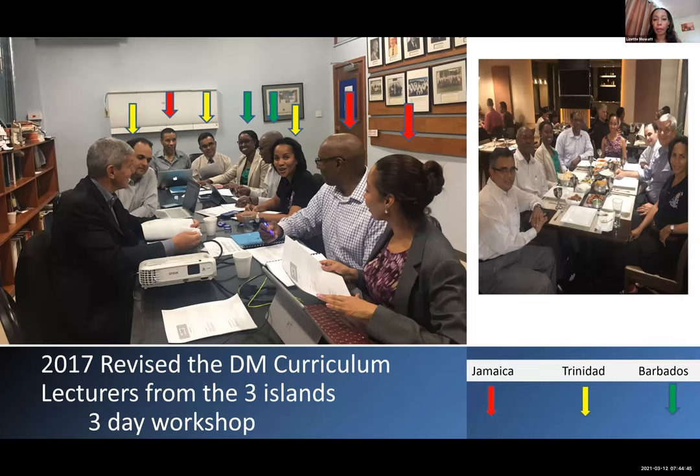We had lecturers from Jamaica, three of us, three from Trinidad and two from Barbados. And we sat at the table at Mona in Jamaica, and with the help of Professor Elderfroy, we looked at the international curriculum and we looked at ours and looked at our learning outcomes and what we could standardize because a program should be delivered the same way in each island. So that was a huge plus for us in 2017.